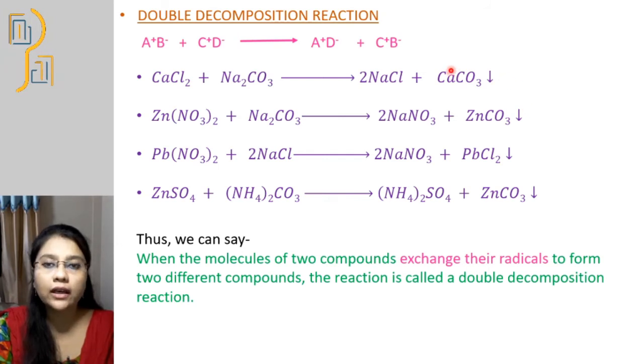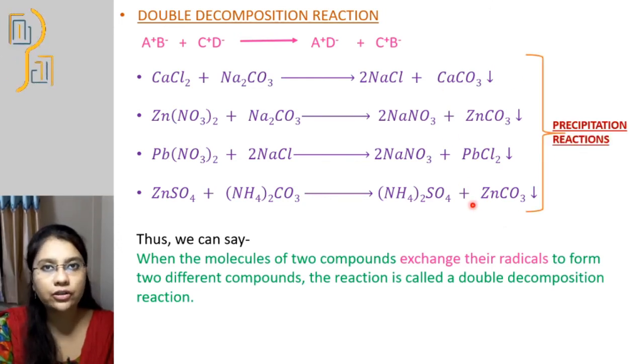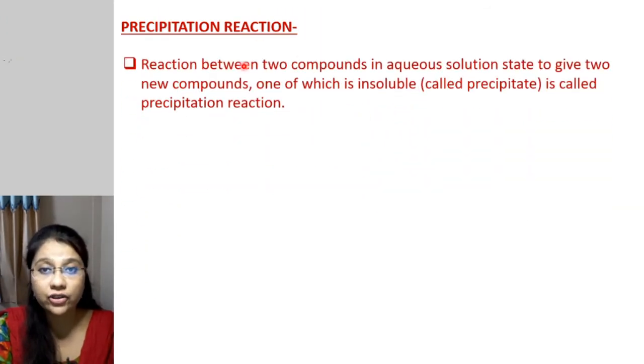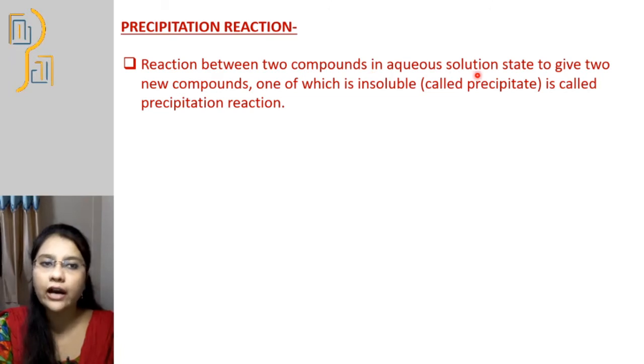Now you can see in all the reactions there is an insoluble precipitate forming: CaCO3, ZnCO3, PbCl2 and ZnCO3. So this type of reactions are also called precipitation reactions. Therefore, we can say reactions between two compounds in aqueous solution state to give two new compounds, one of which is insoluble, is called precipitation reaction.